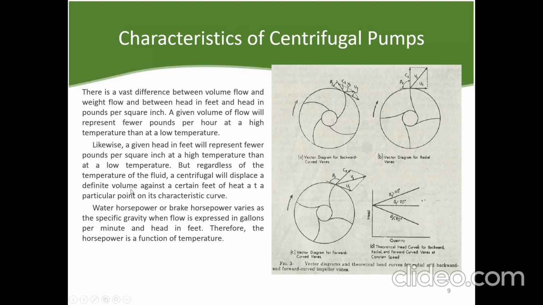Okay. There is a vast difference between volume flow and weight flow and between head in feet and head in pounds per square foot. A given volume of flow will represent fewer pounds per hour at high temperature than at low temperature. Okay?